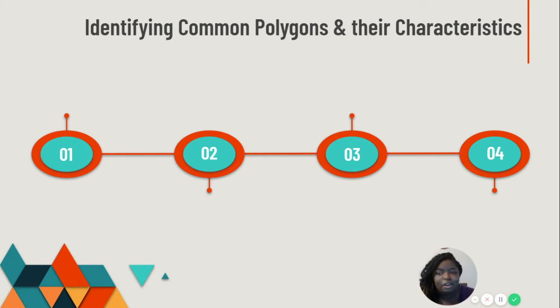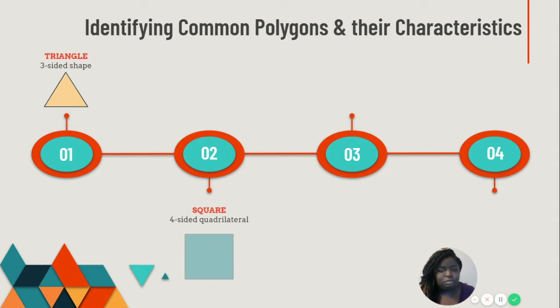Like I stated earlier, we're going to go over some common polygons and their characteristics. What do we know about these particular shapes? For starters, a polygon has to have at least 3 sides. The one shape that we know has 3 sides is a triangle. Next, we have a square, a 4-sided shape, or a quadrilateral. After a 4-sided shape, we have a 5-sided shape, which is a pentagon. We looked at that one earlier. And then we have a hexagon, which is a six-sided shape.